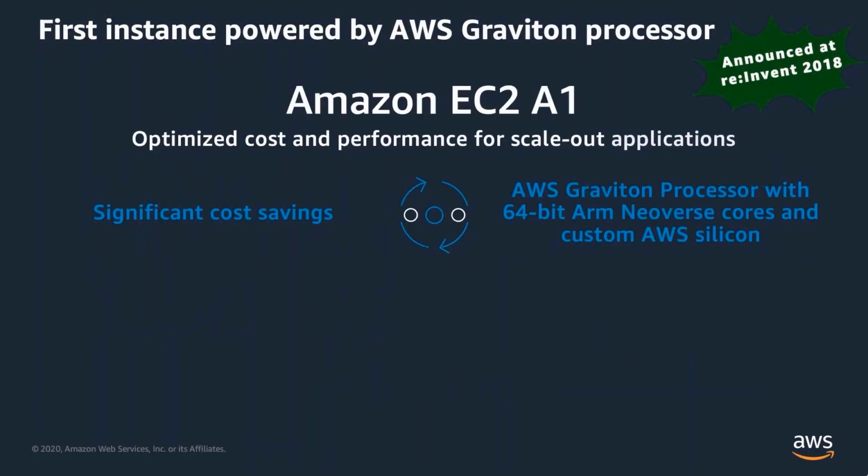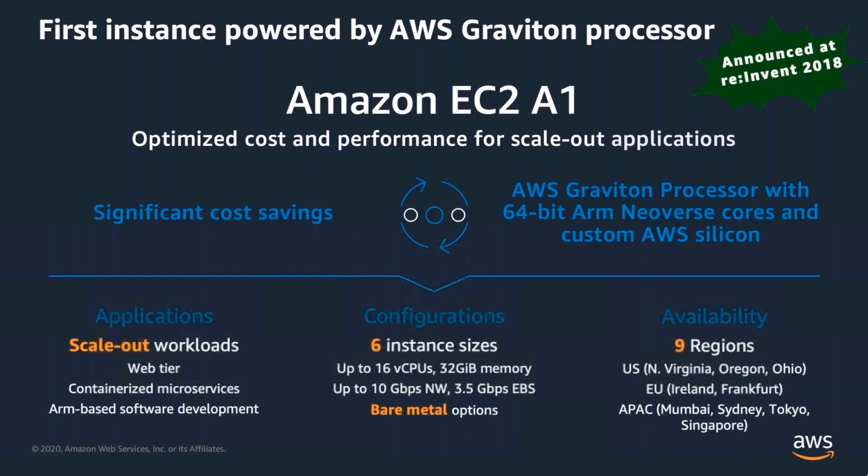So the very first instance powered by AWS Graviton processors is the Amazon EC2 A1 instance. This was announced at re:Invent in 2018. It's optimized for cost and performance specifically for scale-out applications, provides our customers with significant cost savings, and it's based on 64-bit ARM Neoverse cores and custom AWS silicon. The target applications include web tier, containerized microservices. We've also seen this attractive to people developing software targeted in the ARM architecture who want to implement a native build and test environment CI/CD pipeline.